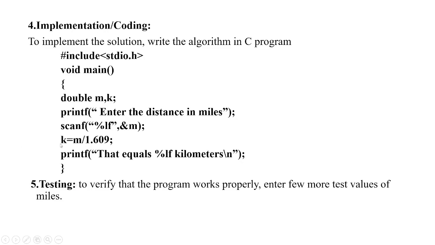Then in the fourth phase, I am going to implement that algorithm in a C program. So in the C program, I have written code to ask for the distance in miles. Then I'm going to store that miles distance in m, and then I'm dividing my m value, that is the distance in miles, by 1.609. I'm going to get the result and I'm storing it in k, and then I'm printing that k value. And this is what we are going to do in the coding phase.